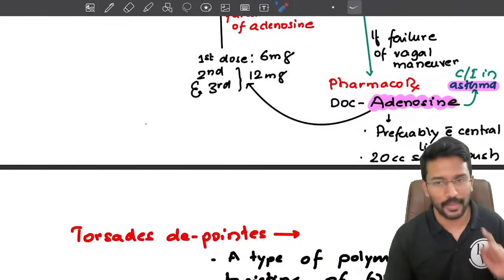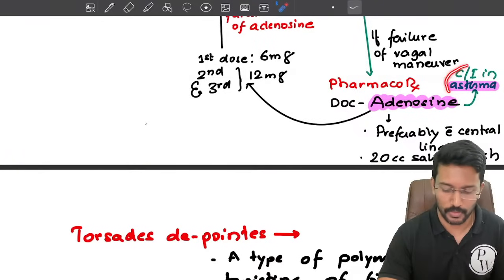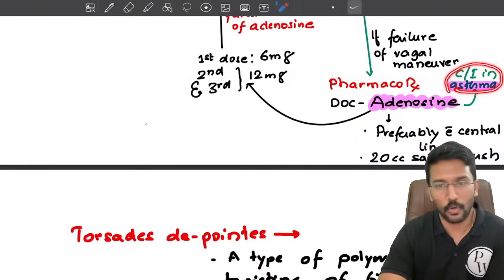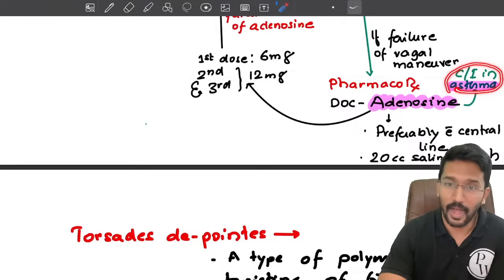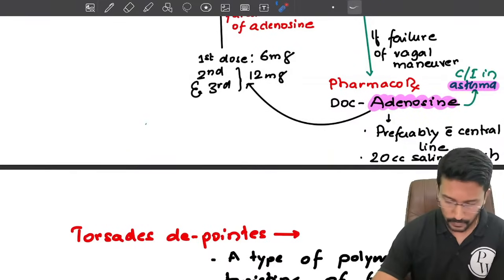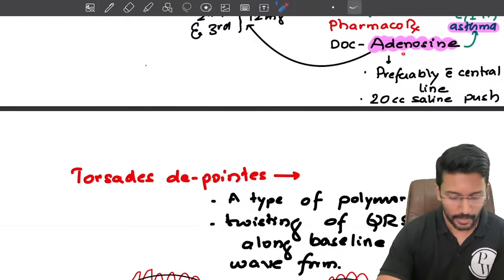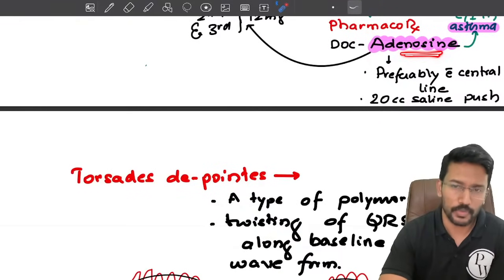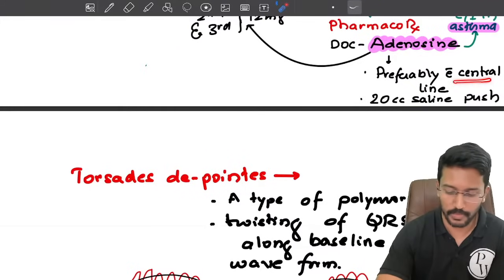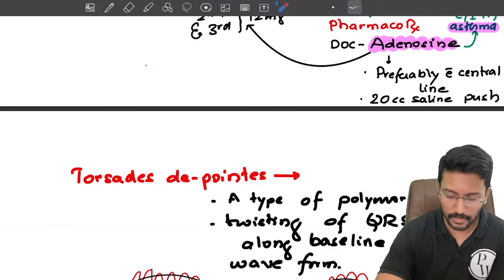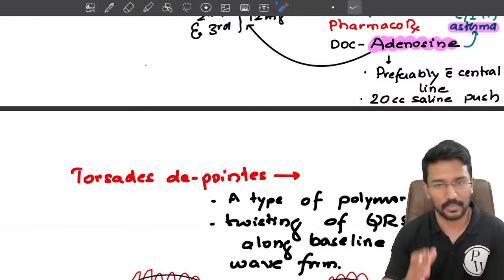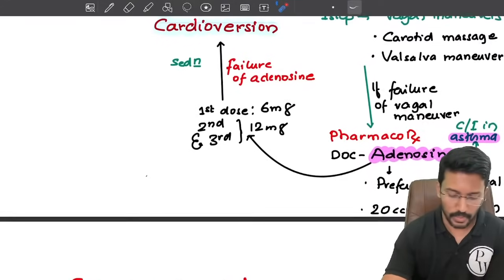Repeatedly asked MCQ. Another MCQ is the side effect of adenosine. Adenosine can cause bronchoconstriction and that is why it is contraindicated in patients with asthma. Now, adenosine being very short acting, with a very short half-life of few seconds, it should preferably be given with a central line, and after giving the drug, we should push the line with saline so that it quickly reaches the heart. The first dose we give is 6 mg.